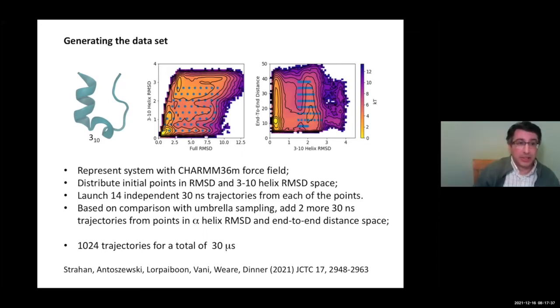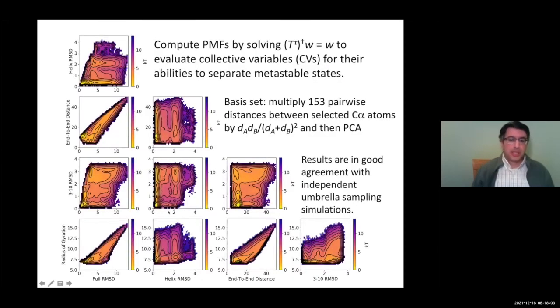And so in total, what we've got are a little more than 1,000 trajectories, each one 30 nanoseconds. And so we have about 30 microseconds of simulation. So it's actually really not very much when you think about it, okay? I'll show you we get really excellent results with it. Okay, so before we get to actual kinetics, let me show you the potential of mean force.